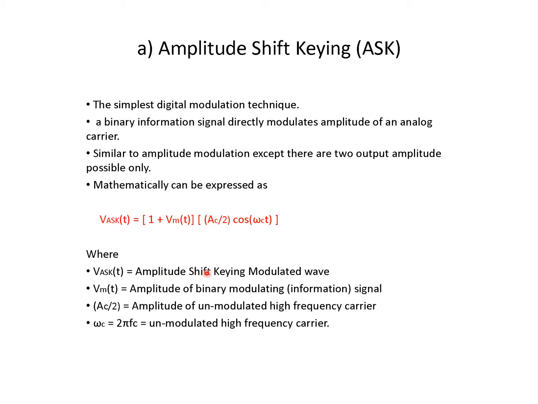The amplitude of the modulated signal is the output, which is mentioned as V_ASK(t). Vm(t) is the amplitude of the input binary signal. Ac/2 is half of the amplitude of the unmodulated high frequency carrier, and ωc is the angular frequency, or 2π fc, of the carrier signal.